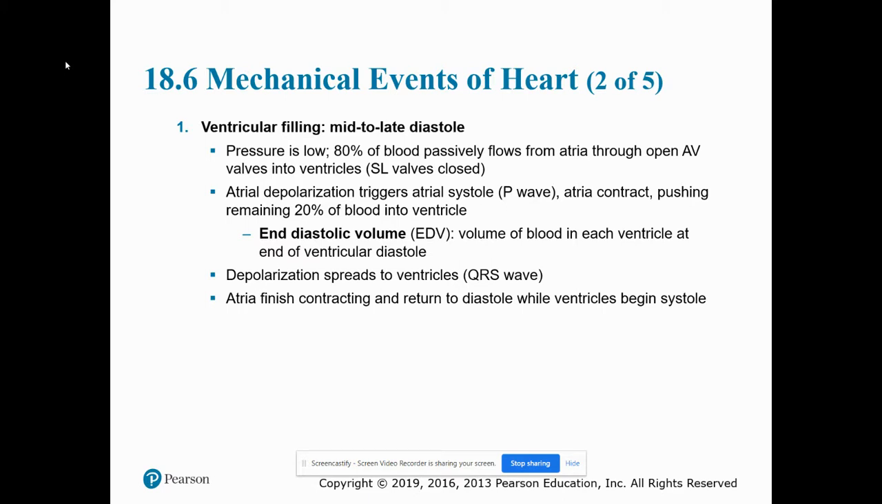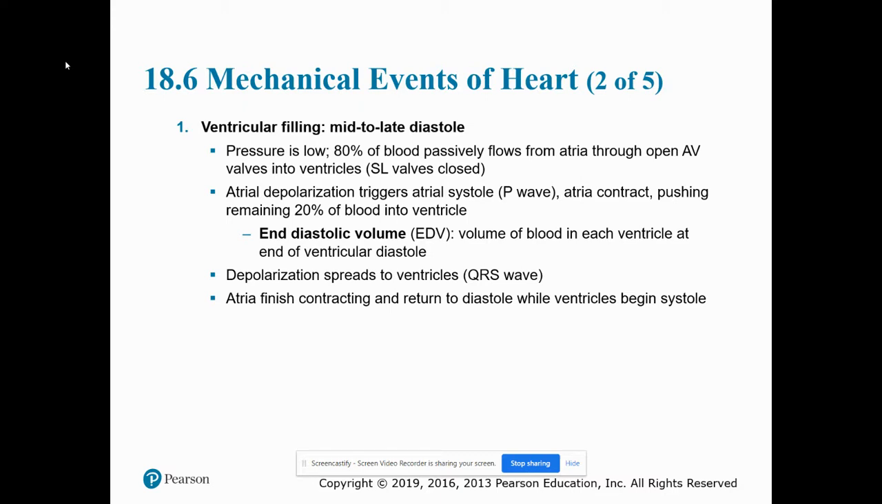So pressure's low, and then 80% of blood is just going to passively flow from the atria through the open AV valve into the ventricle. During this period of time, the semilunar valves are closed. Then we have atrial depolarization, which is going to trigger atrial systole. Okay, the atria are going to contract. When the atria contract, they're going to push the remaining 20% of the blood into the ventricle.